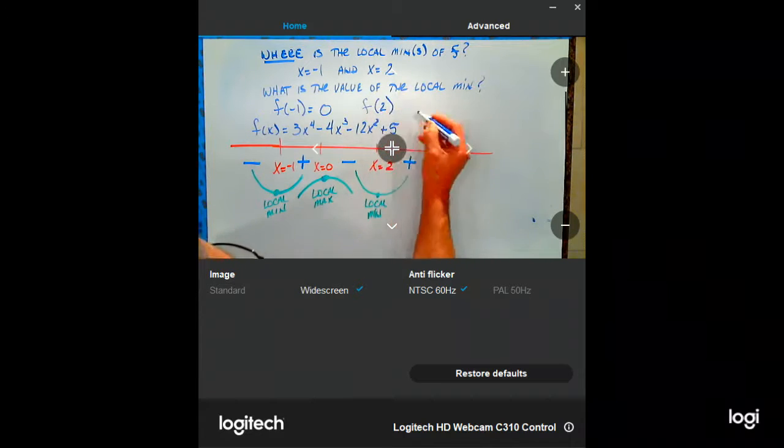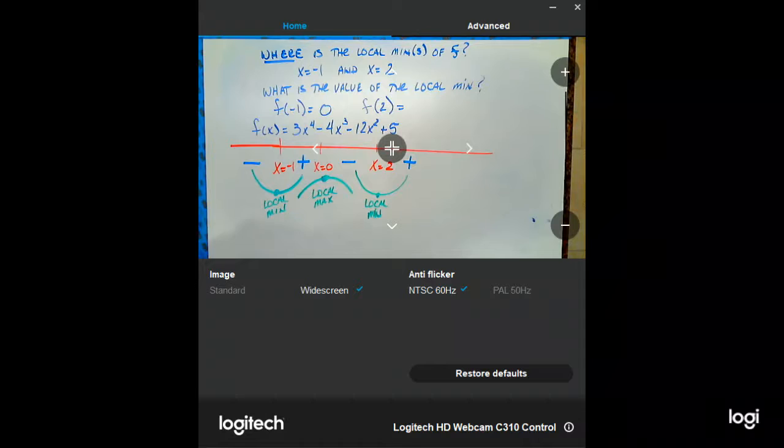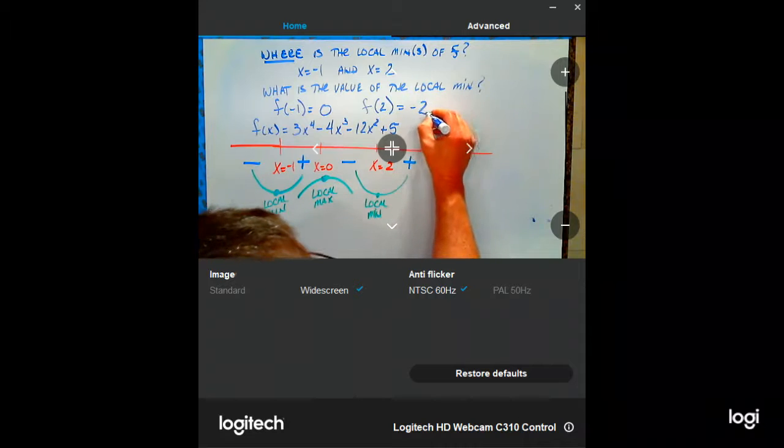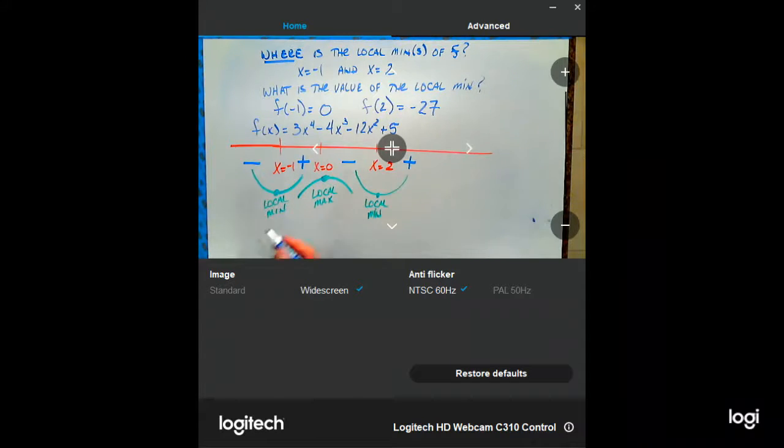We'd have to plug in f of 2. Now, I'm going to cheat on f of 2. I've already done this calculation ahead of time. So if I plug in f of 2, I get -27. Right? -27. I won't have to multiply 2. That's way too difficult for a person of my age.